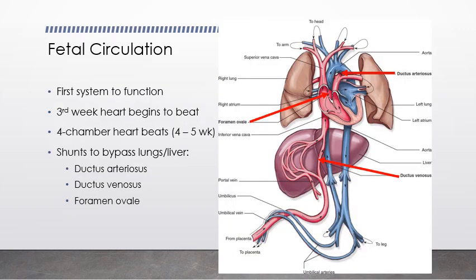This should be a familiar slide because we talked about it when we talked about the newborn. So around the 3rd week of conception, the heart begins to beat, and it eventually forms a 4-chambered heart in the 4th to 5th week. And this slide also shows those 3 shunts that bypass the lungs and the liver, so oxygenated blood gets to the rest of the body faster.